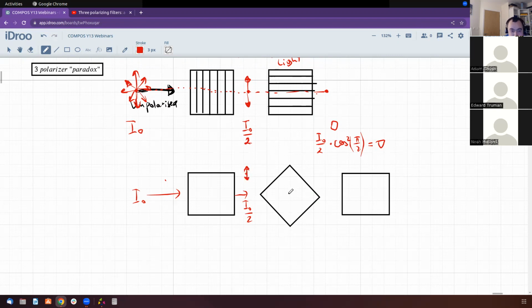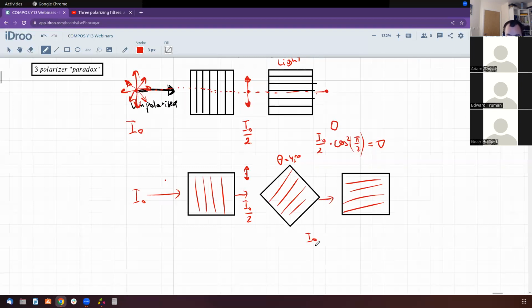Now, let's say this is a vertical polarizer, this is at an angle, and this is a horizontal polarizer. So the angle is 45 degrees. So coming out is I0 over 2 multiplied by cos squared 45 degrees, which is I0 over 2 multiplied by square root of 2 over 2 squared, which is I0 over 4. So this is I0 over 4.